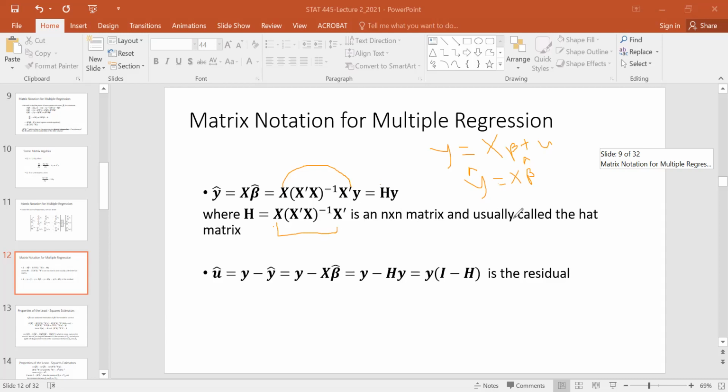It's an n by n matrix, called the hat matrix. So remember the hat matrix, how it looks. You should be able to write it down without even looking. It's X transpose X inverse X transpose.